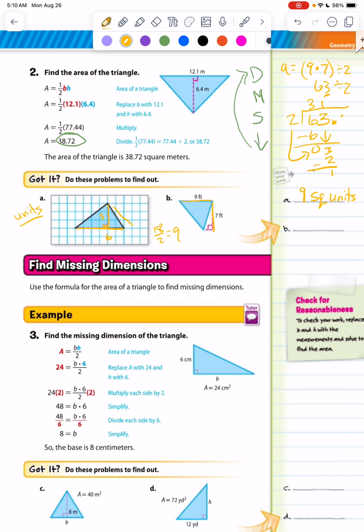Okay, so we put a decimal and a 0. Okay, and we bring down the 0. Put the decimal here. 2 goes into 10 5 times. So this is 31.5. And what is our measurement? Feet. Feet squared.